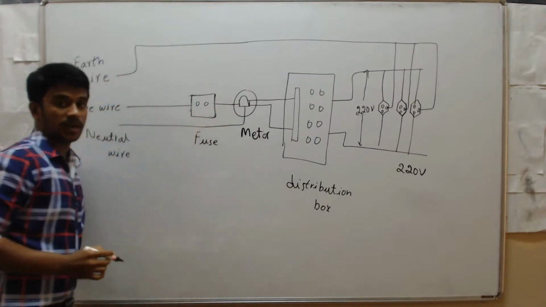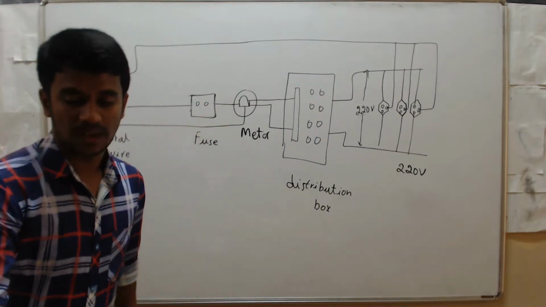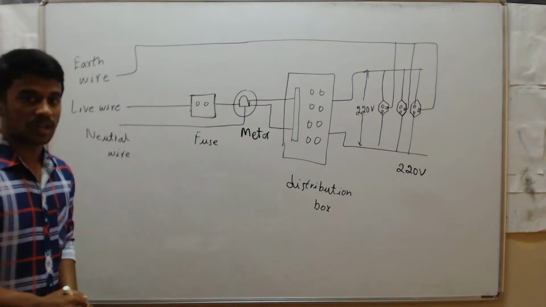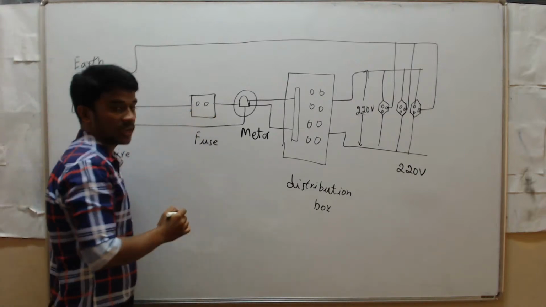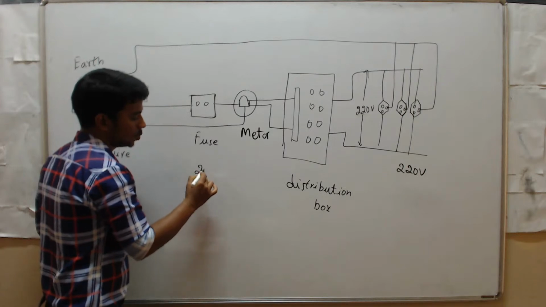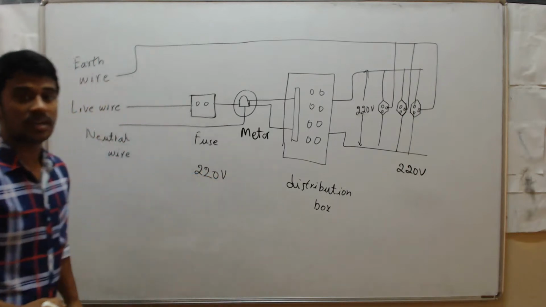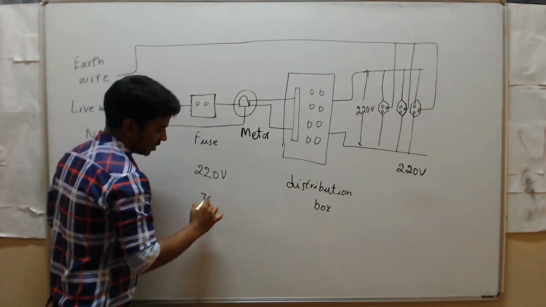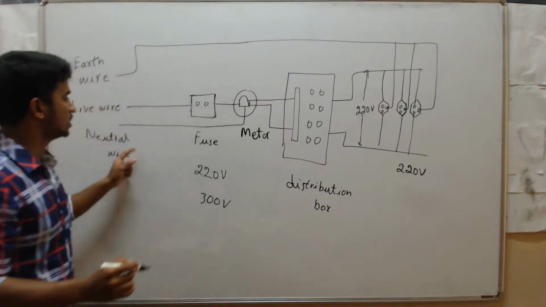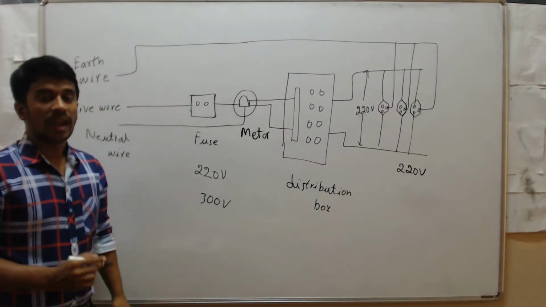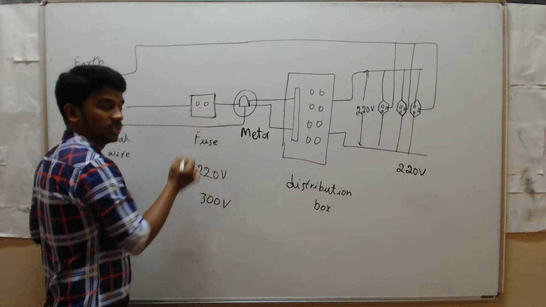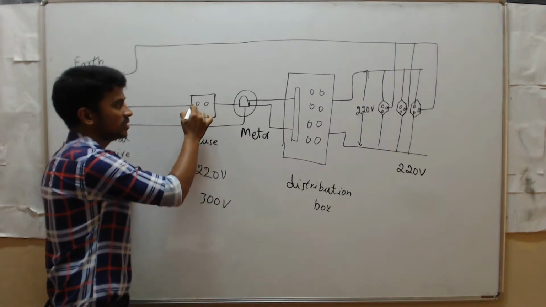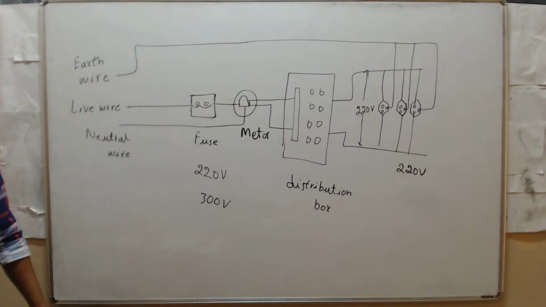Even these fuses are made up of alloys. Already you know the importance of alloys: they have a high melting point. Now this fuse will be manufactured just to operate at 220 voltage. If the voltage is in excess, for example 300 voltage comes in the live wire, at that time this fuse breaks and melts. In this fuse there is one small wire, and that wire is made up of alloys.